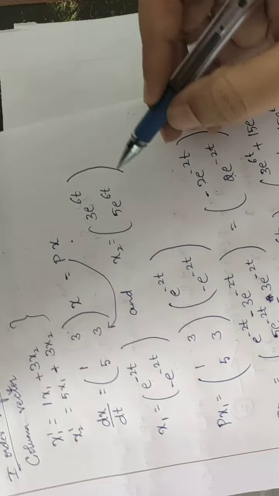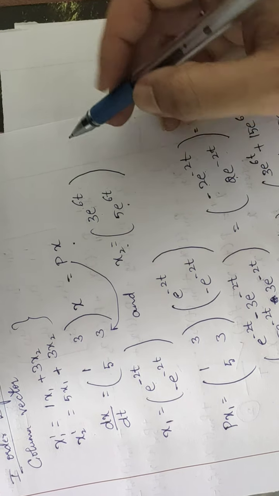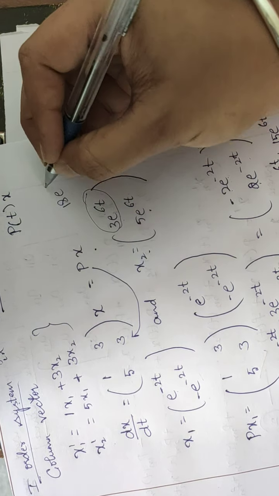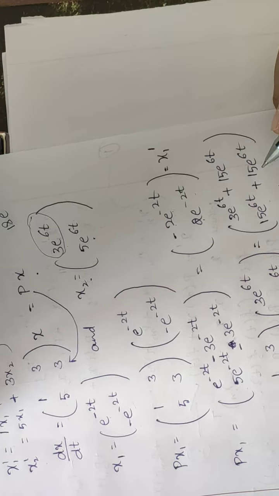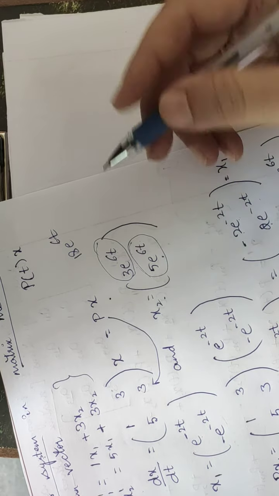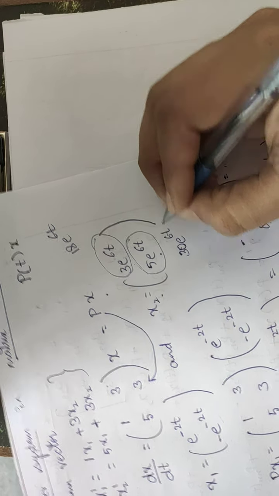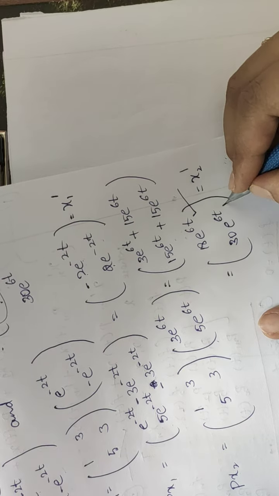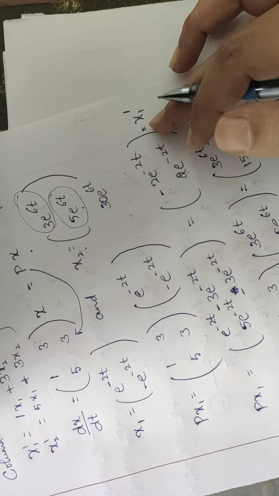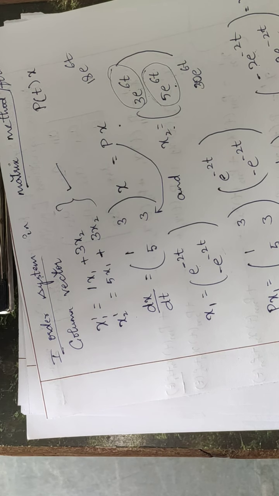Let's check with this. x2 is 3e^(6t), 5e^(6t). If I differentiate this, I will get 18e^(6t). So here we have 18e^(6t), right? Similarly, 5e^(6t), if I differentiate this, I will get 30e^(6t). So this means that our column vector forms a solution to this linear system. Okay.